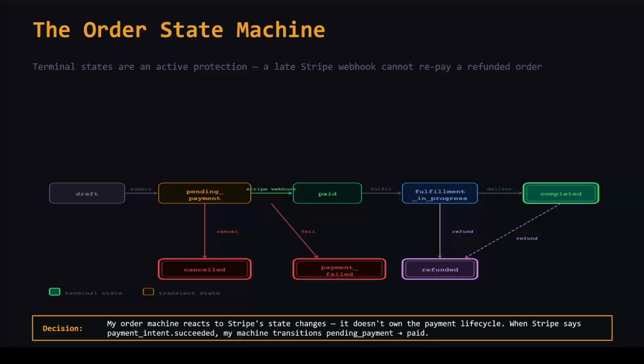Quick note on payments, right? My order state machine doesn't own the payment lifecycle. Stripe does. Stripe's payment intent has its own state machine: requires payment method, processing, succeeded, canceled. My machine reacts to Stripe's state change. When Stripe says payment intent succeeded, my machine transitions. My machine is a subscriber to Stripe's machine, not a replacement for it.